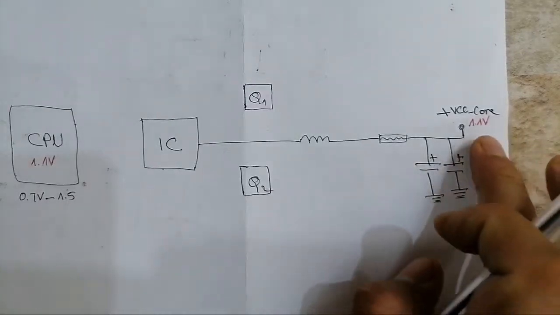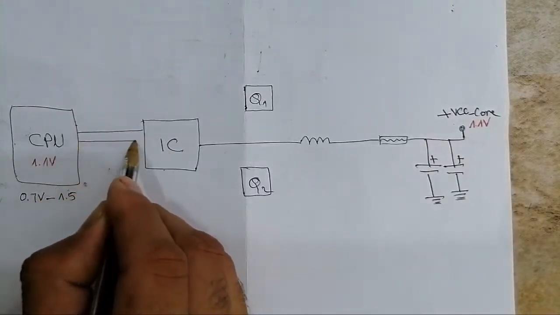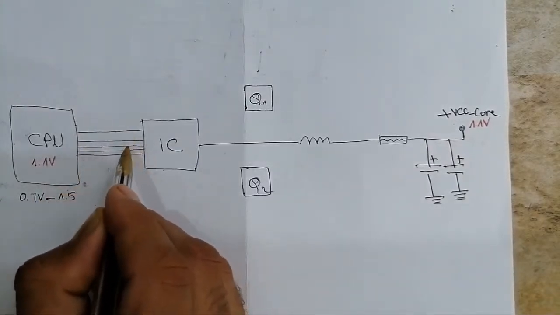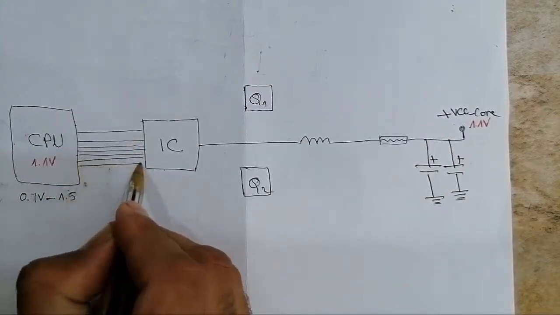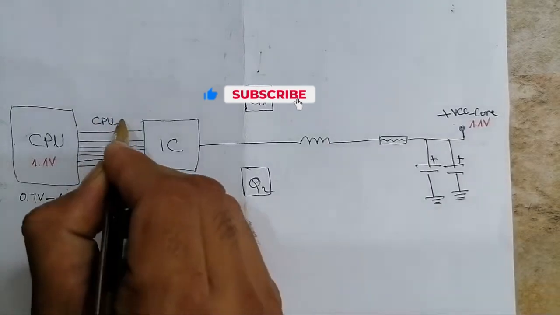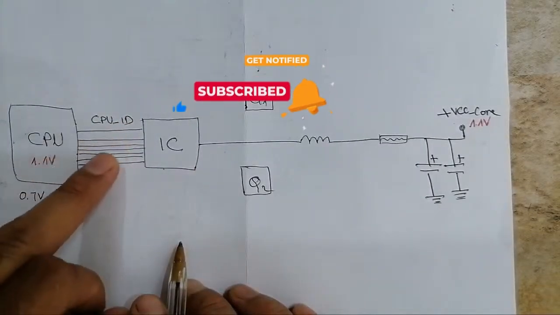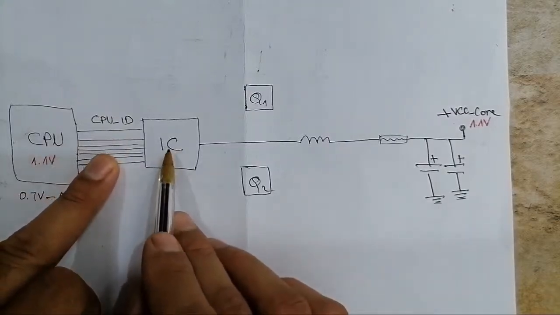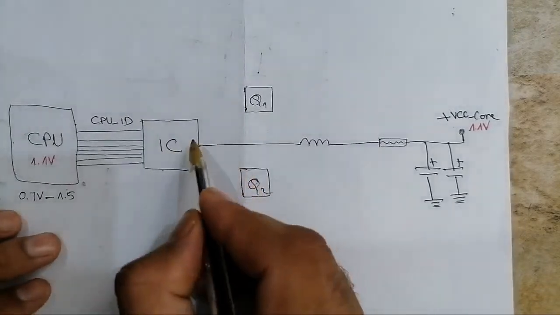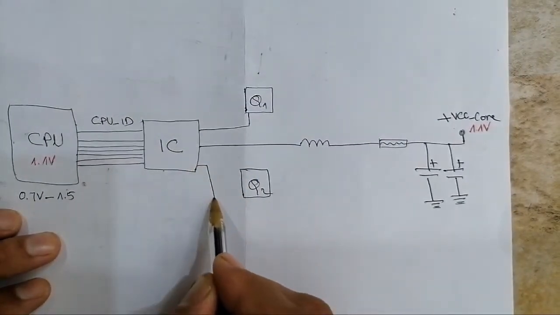We need to get 1.1 volts here. So in order to generate this voltage, the CPU will send some CPU IDs, about 6 or 7: 1, 2, 3, 4, 5, 6, 7 IDs. We call it the CPU ID. Based on the CPU IDs, this IC knows the voltage for this CPU. Then this IC will send a control signal to these two MOSFETs.